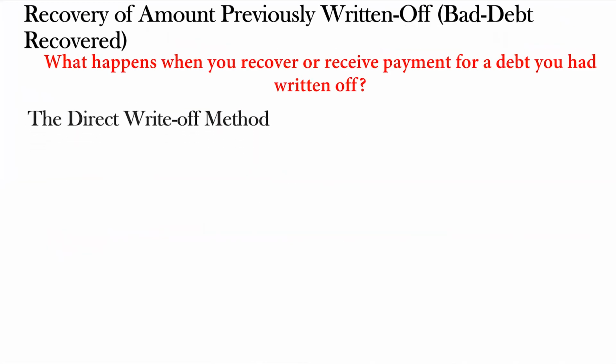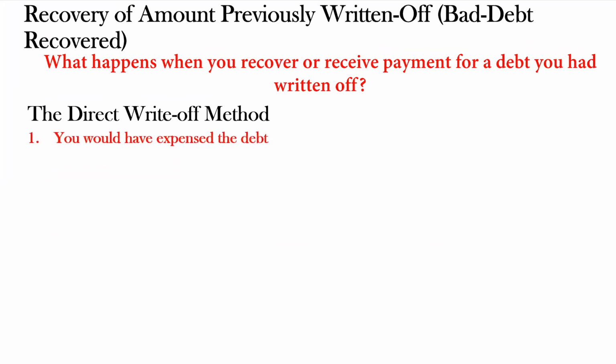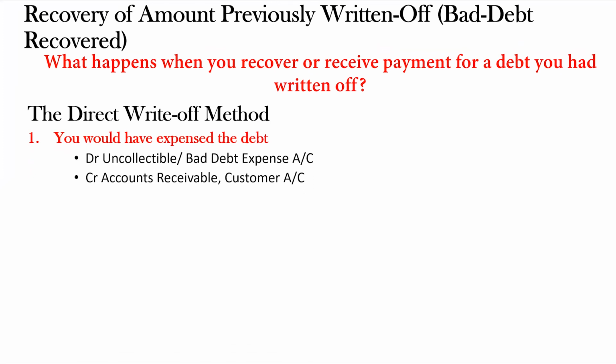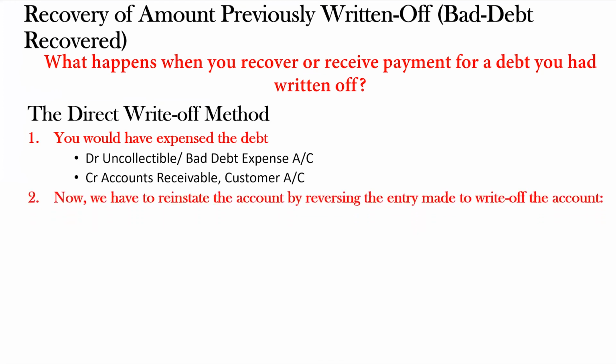What does this look like in the direct write-off method? Remember, in the direct write-off method, you would have just expensed the bad debt, right? You would have done that by debiting the expense account, the bad debt expense, and crediting the receivables, right? So what we need to do again, you would have to reinstate the account by what? Reversing the entry you made to write off the account.